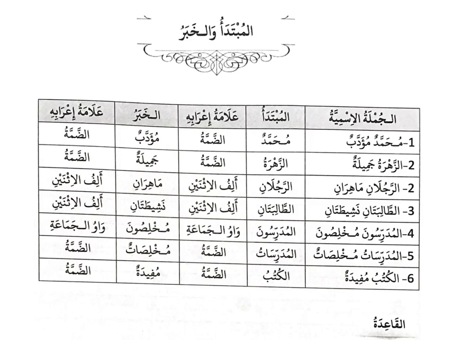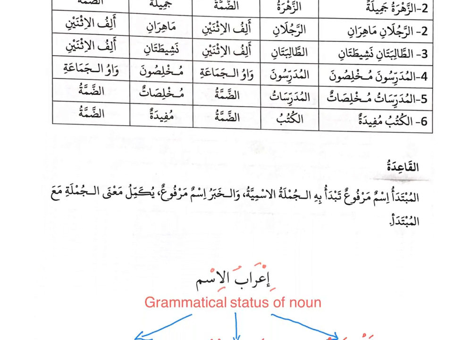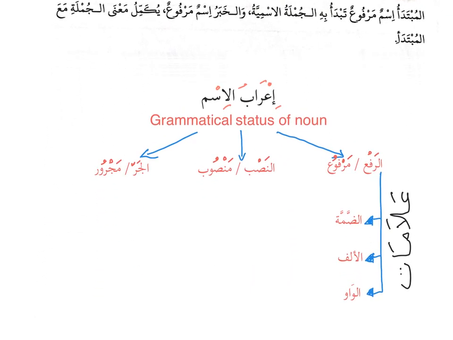Now we look at the second part of the lesson of al-mubtada wal-khabar. In the second part, we are interested in looking at this column, alamatu i'rabi al-mubtada, and also this column, alamatu i'rabi al-khabar. In order for us to understand this, let us look at this subtopic.